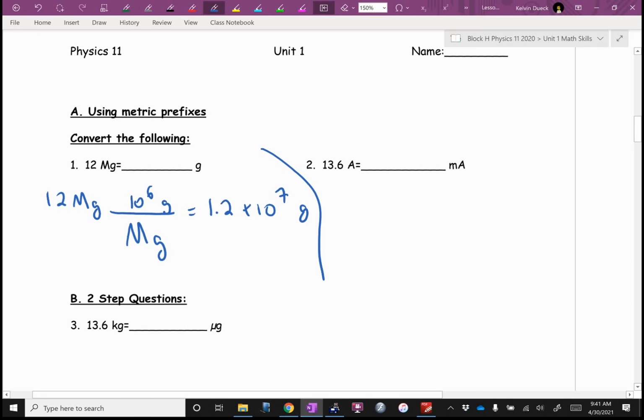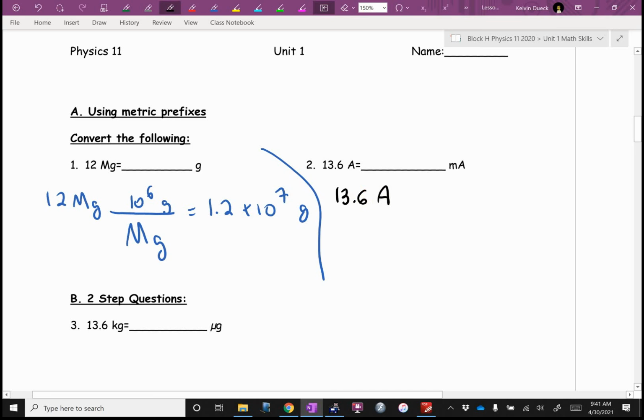Number 2. Convert 13.6 amps to milliamps. Anybody want to guess what I'm going to do first? Write down. No, even more basic than that. Write down what they gave me, which is 13.6 amps. Question's no longer blank.